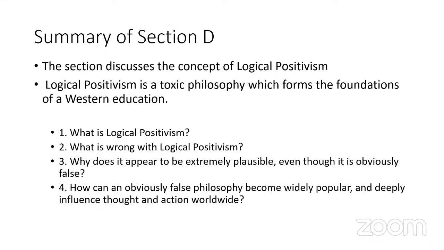The main discussion of section D is about logical positivism, which is a toxic philosophy which forms the foundations of Western education. The main areas discussed in section D are what logical positivism basically is, what is wrong with this philosophy, why it appears to be extremely plausible even though it is obviously false, and how an obviously false philosophy can become widely popular and deeply influence thought and action worldwide.